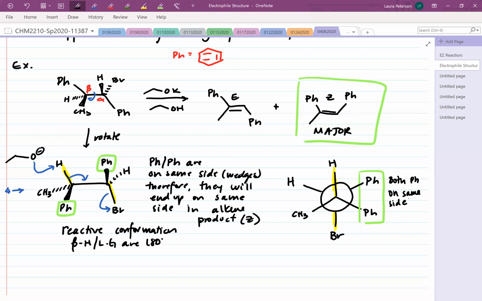Okay, so if one of the phenyls would have been on the left-hand side, they would have been opposite of each other, then I would have gotten the E alkene as the major product. Okay, so let's go ahead and do just that. So a few things to just keep in mind as we're working through this. So again, you only have to go through this analysis if both your alpha carbon and your beta carbon are chiral centers. And then the other thing to think about is what?